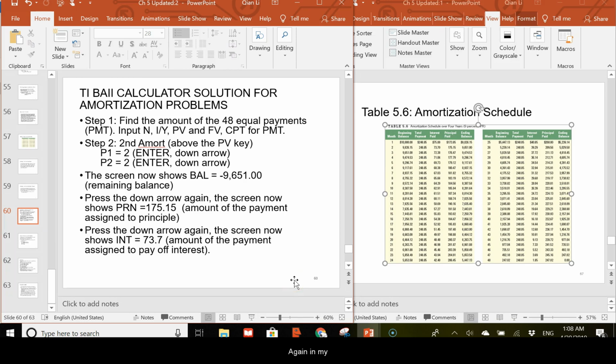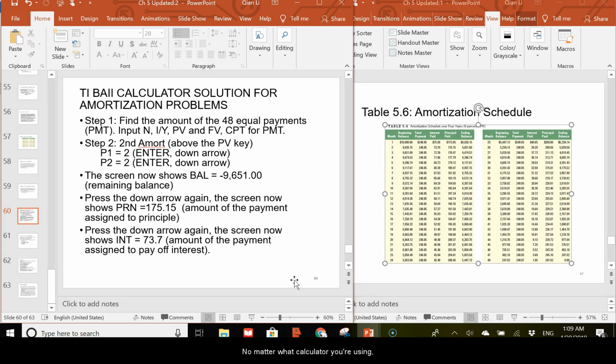You can also try to use a financial calculator and figure out all these amortization calculations. Again, in my financial calculator demonstration video, I show you how to do the amortization calculations in your calculator, so please go check out that video. If you are using the BA2 Plus or if you are using the TI-83, those are two different videos, so make sure you are watching the right video for your calculator.